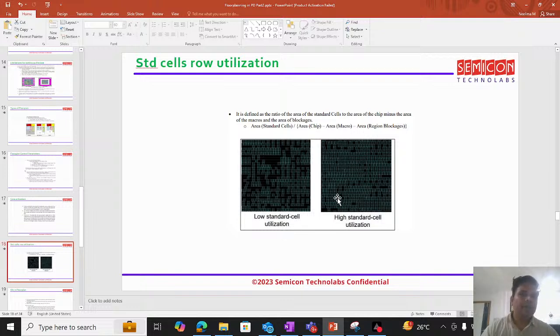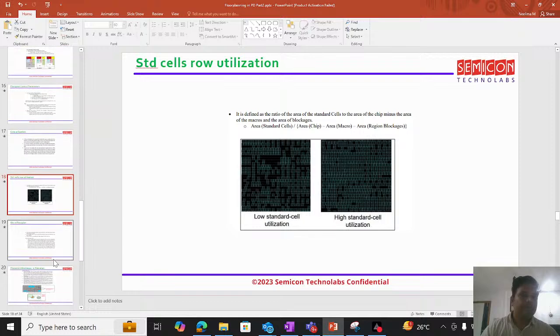Okay, we need to always see whether the standard cell utilization is high, as can be seen in the right image. If you have something like the left image, where low standard cell utilization is there, then it is an alarm for us to recheck whether the die area calculation which we have done, and the die shape which we have provided based on the aspect ratio, is proper or not.